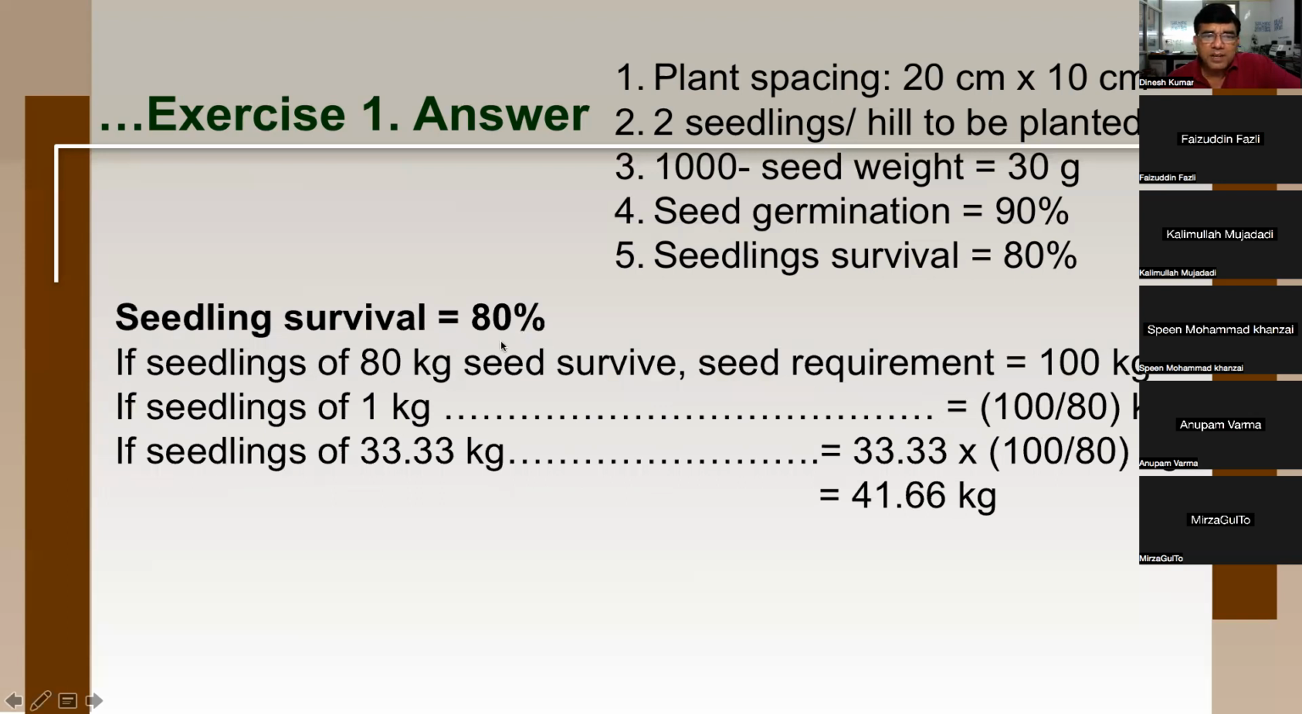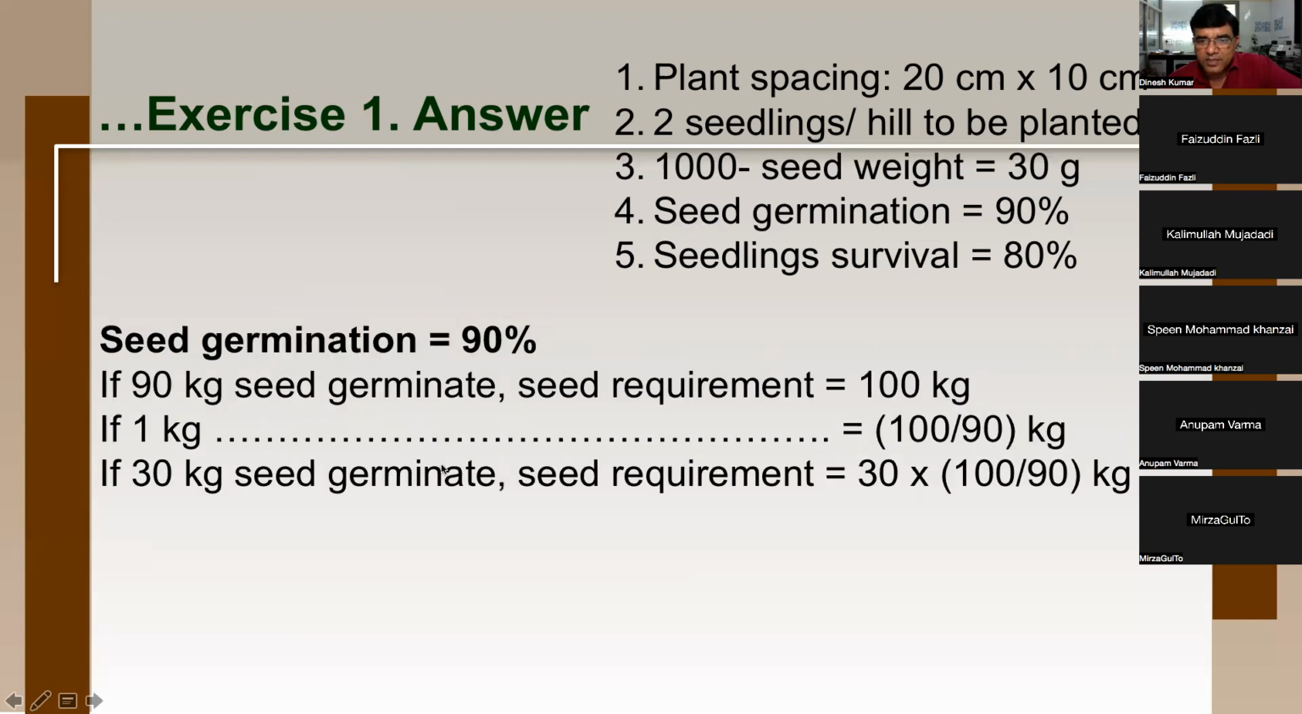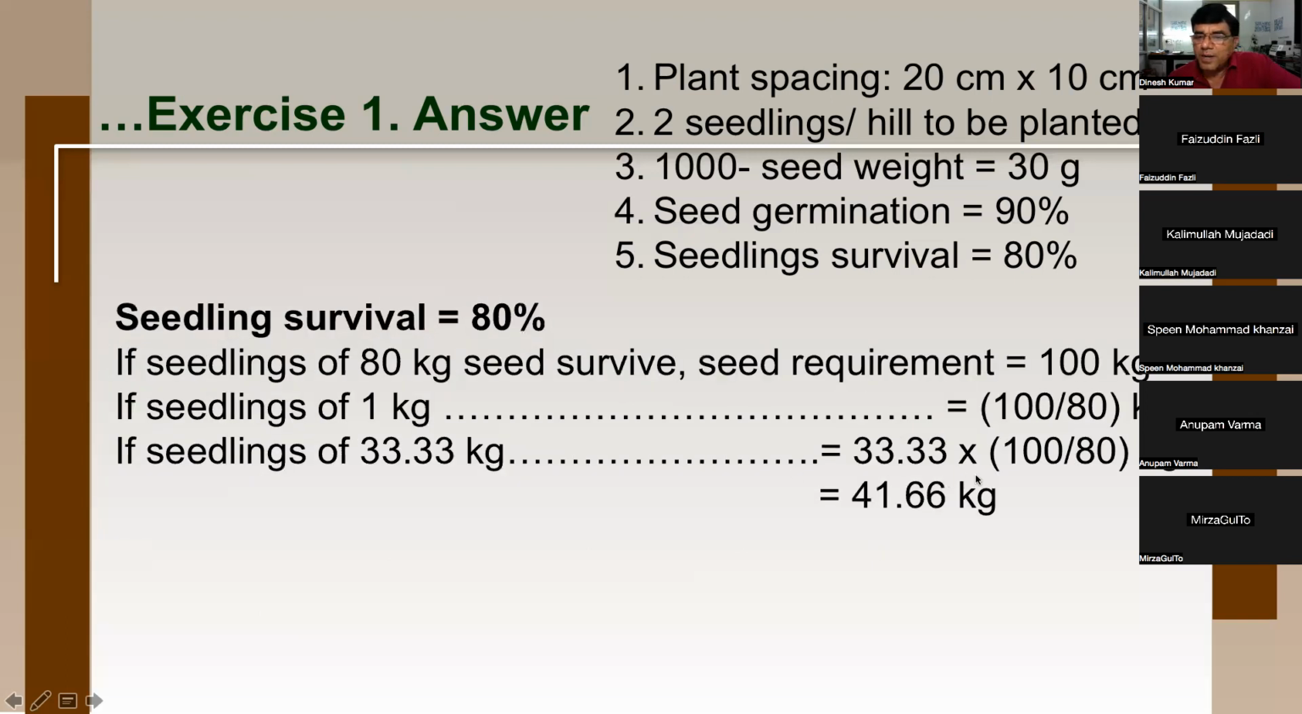Similarly, seedling survival is 80%. If seedlings of 80 kg seed survive, seed requirement is 100. And if seedlings of 1 kg survive, then 100 by 80 kg. So in the last case it was 33.33, the answer is not shown here. Now 33.33 into 100 by 80, you get 41.66 kg. Somebody calculated very correctly. Sir, I calculated the same, sir, 41.66. Okay, very happy to see it.